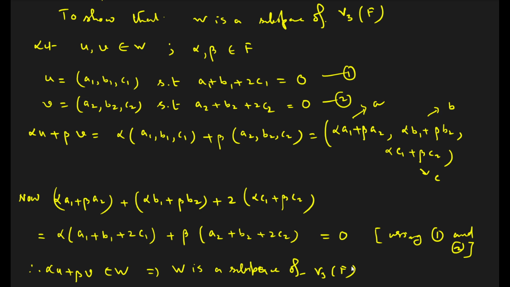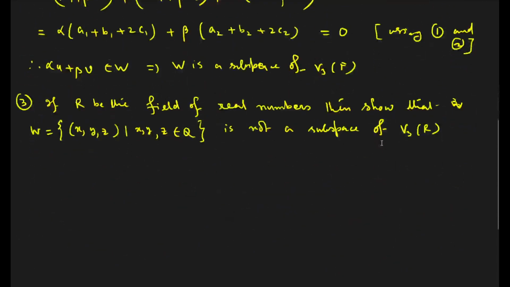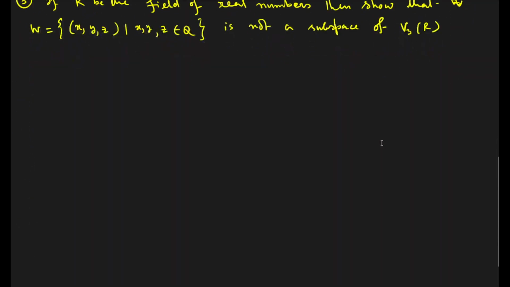सो ऐसा भी example हो सकता है जहां पे subspace नहीं होगा. So let us take one such example where you show that W is not a subspace. Okay, तो subspace नहीं होगा. So let us take this particular example.